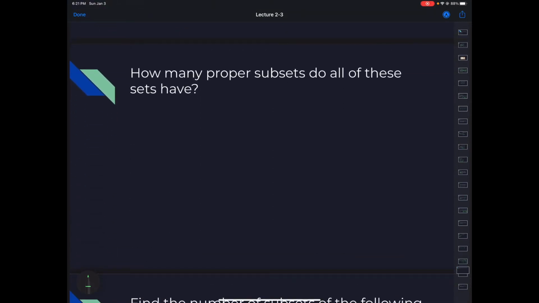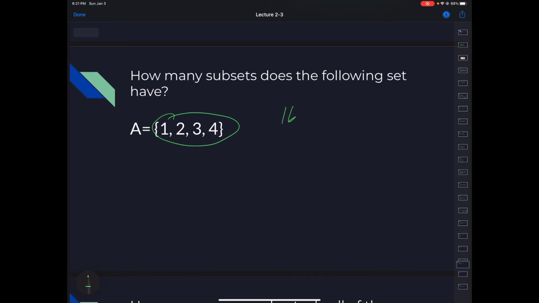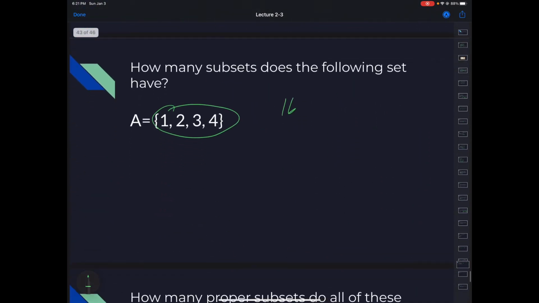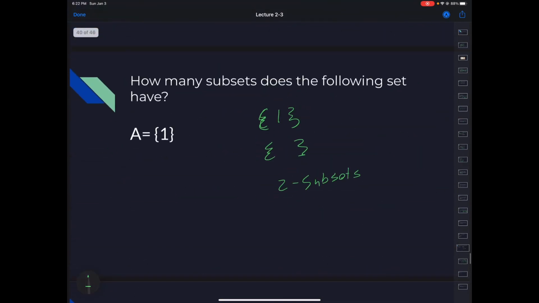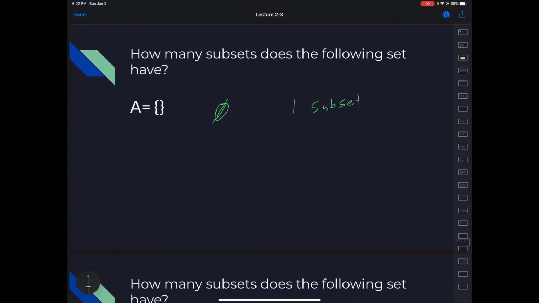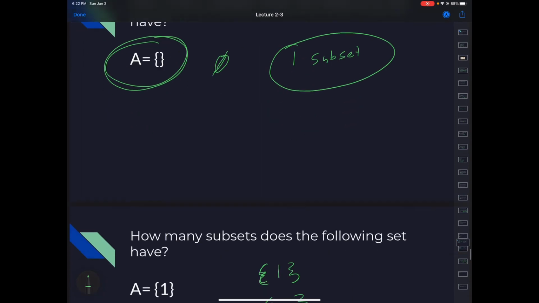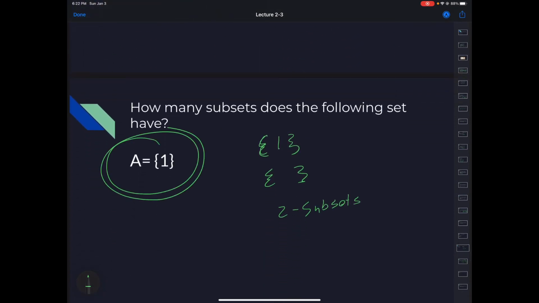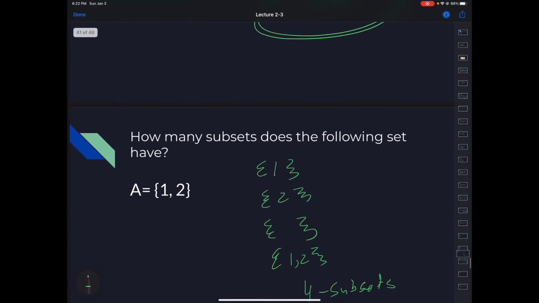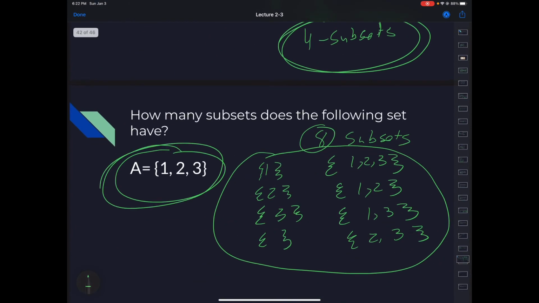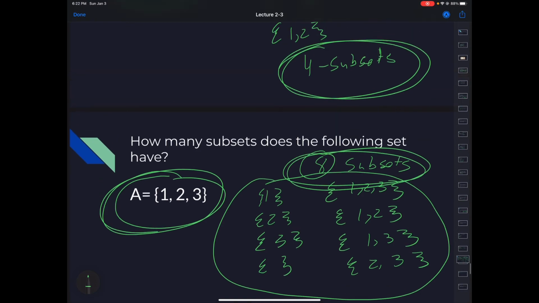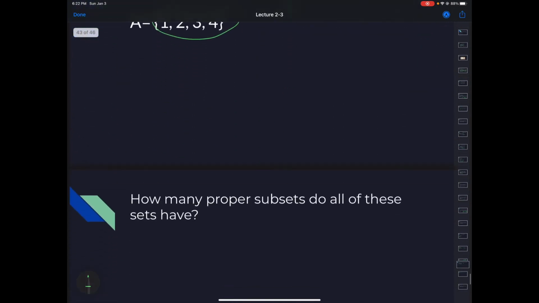Well, if we want to know how many proper subsets these all have, let's first think about how many sets a set with n elements would have. So a set with one element has 1 subset. A set with 2 elements has 2 subsets. Let's go back. I lied. A set with no elements has 1 subset. A set with 1 element has 2 subsets. A set with 2 elements has 4 subsets. A set with 3 elements has 8 subsets. And we see that these are powers of 2. 16 is the next power of 2.